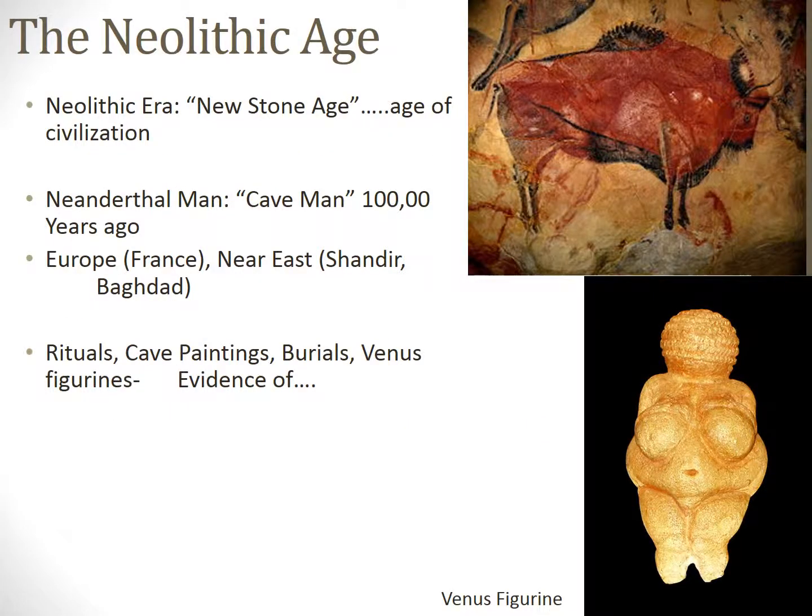The Neolithic Age generally refers to the age of the New Stone Age, and the roots of the New Stone Age are connected to the development of modern humans. And this came along first with Neanderthal man, or the caveman, which goes back about 100,000 years ago, and then, of course, Cro-Magnon man.